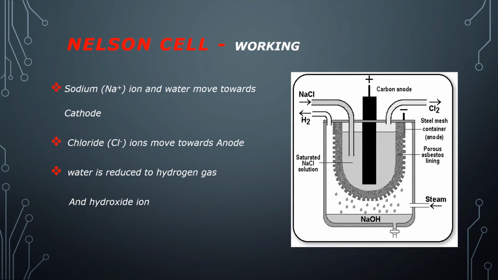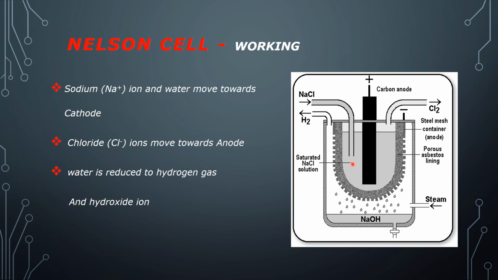Have a look how Nelson cell works. Nelson cell is basically designed to produce sodium hydroxide, but it also produces other important chemicals which are called byproducts of Nelson cell. These are chlorine gas and hydrogen gas. In this Nelson cell, we have an electrolyte which is made up of aqueous solution of sodium chloride. So, in the electrolyte, we have water, sodium ions and chloride ions.